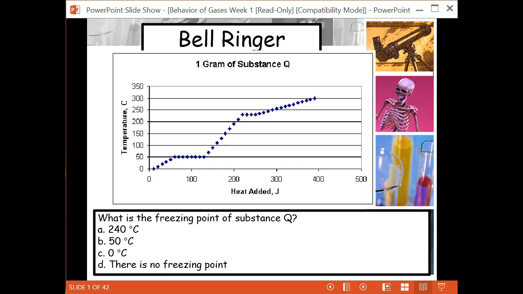Go ahead and take out your bell ringer sheets and solve this problem or answer this question. I'll give you guys, let's say, 1 minute. This should be a pretty quick one.